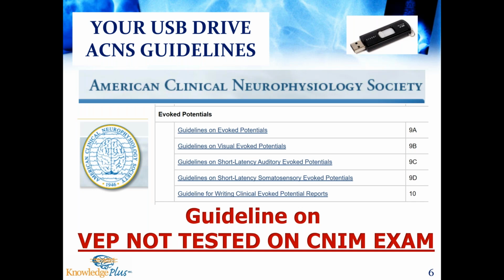So the first thing, the most important thing when you begin your journey to take any ABRET exam is to access the American Clinical Neurophysiology Society's guidelines on how to perform these tests. Now, for clinical evoked potentials, you will access guideline 9A through 9D. For intraop, you'll have to memorize the intraoperative guidelines, but also about 50 questions on the test are on the clinical environment.